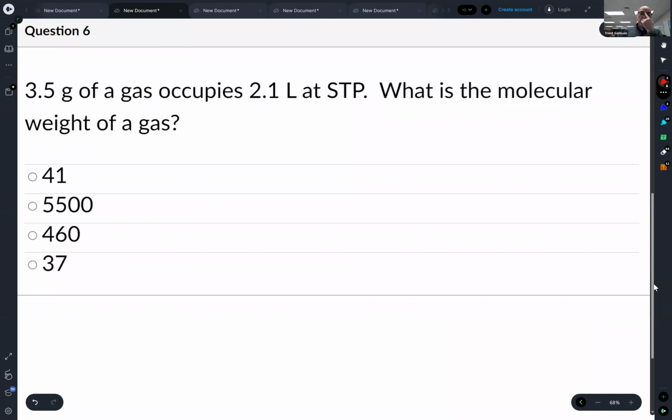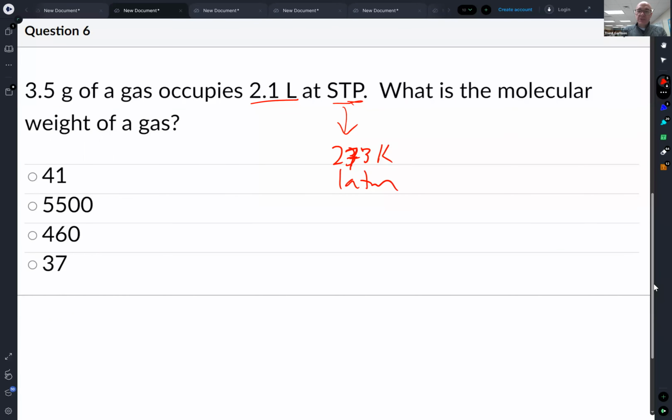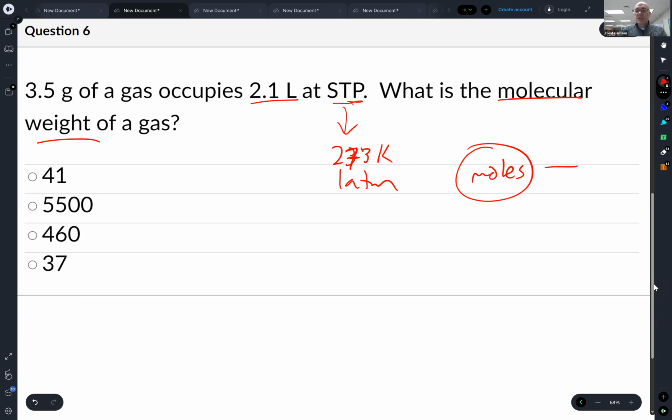Number 6, molar mass. So I am given a volume, I am given a temperature, and I'm given a pressure. And you're saying, no, you're not. But STP, what you need to know, the temperature is 273 Kelvin, and the pressure would be 1 atmosphere. So it's asking for the molecular weight. Well, how do we do that? You're going to have to think about the mole map again, because this time we are given grams. You multiply it by the molecular mass to get it to convert this.